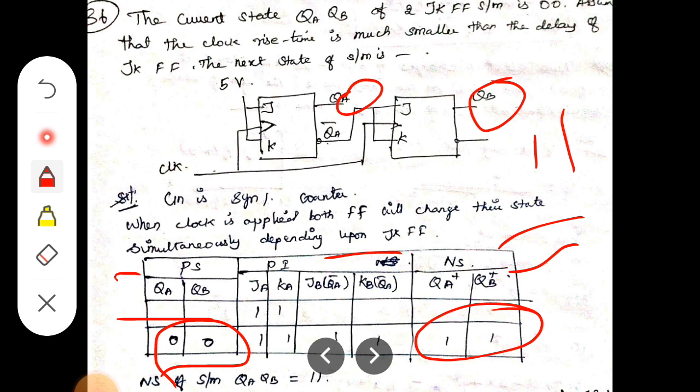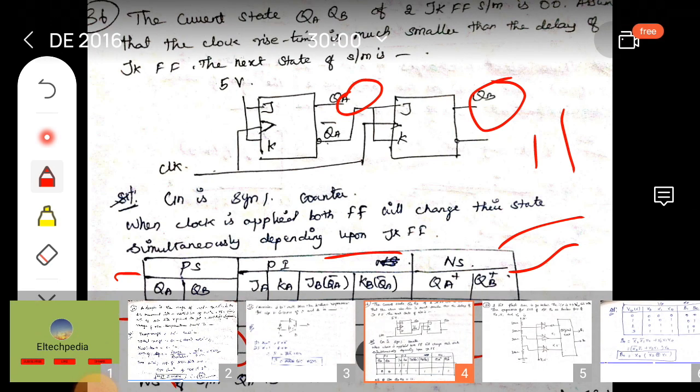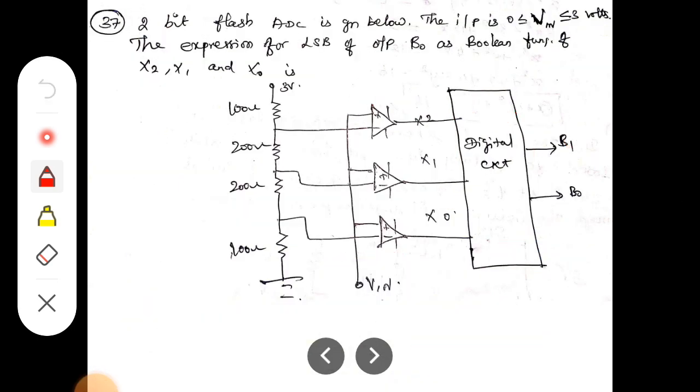Then move to the next problem. A 2-bit flash ADC is given below. The input is 0 less than or equal to Vin less than or equal to 2 volt. Find the expression for the LSB, least significant bit, of the output B0 as a Boolean function of x2, x1 and x0. So we want the LSB function B0.